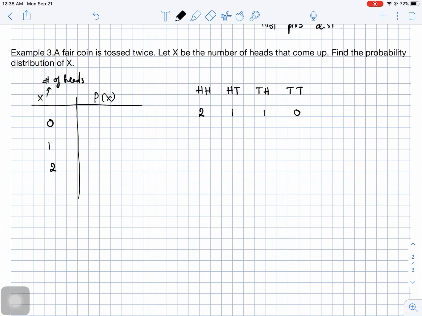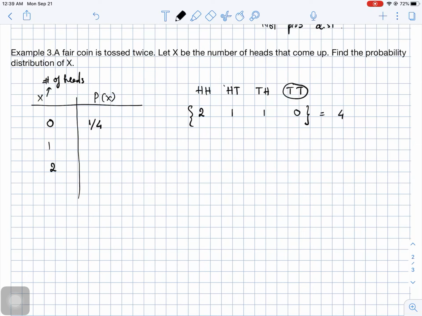Now we find the probability for each case. So the total of the sample space is 4. There are 4 outcomes. So we have 4 in the sample space. And no head, that means tail, tail appears 1 time. So we got 1 over 4. So tail, tail appears 1 time out of 4 times.